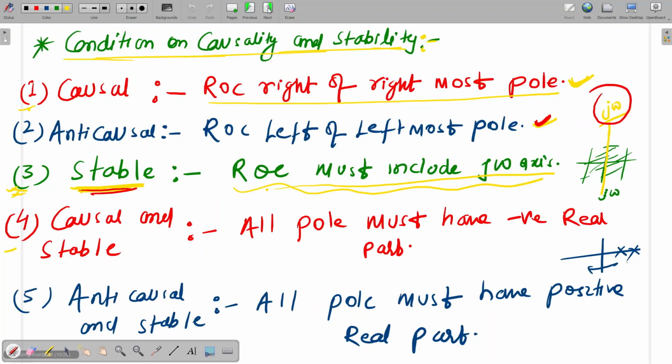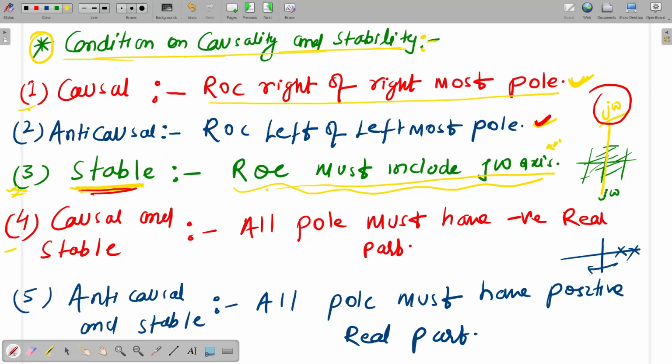Now coming to our rules. These rules we have to memorize. These are the main important rules. If it is causal, the ROC is right of the rightmost pole. This we should memorize. Anti-causal, ROC left of the leftmost pole. Stable, the ROC must include the j omega axis.